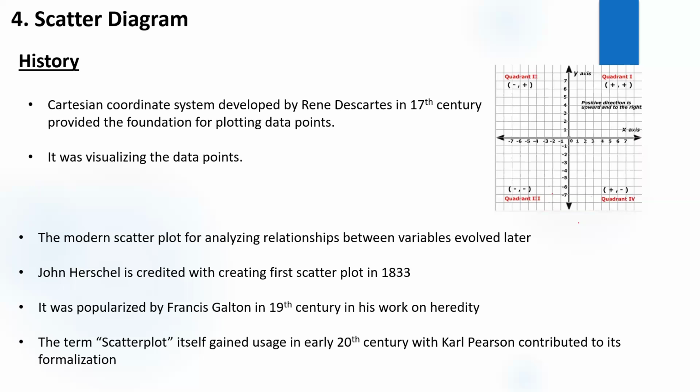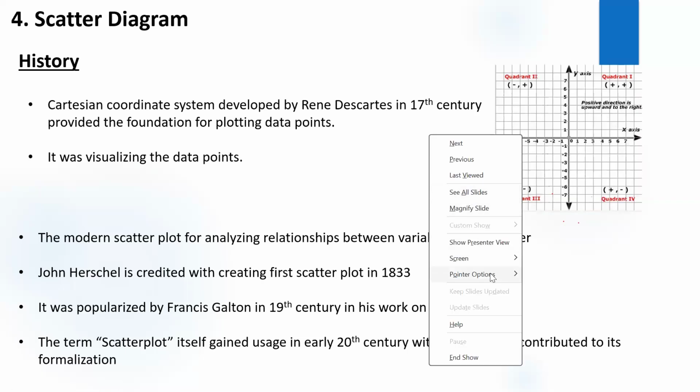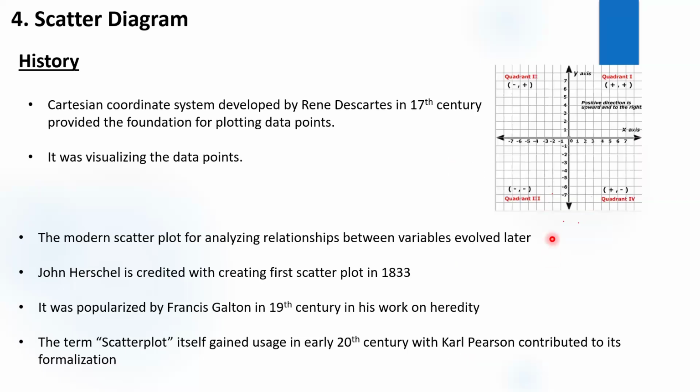Let's discuss the history first. There was a coordinate system developed by Mr. Rene in the 17th century. That system is called the Cartesian coordinate system, and it was just visualizing the data points. Where is my data lying? If data is lying here, then it is positive positive. When the data is lying here, it is negative positive, like that. So this simple system is called the Cartesian coordinate system. All the mathematics is based on these four quadrants.